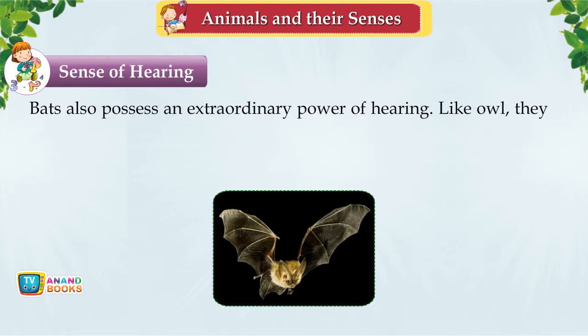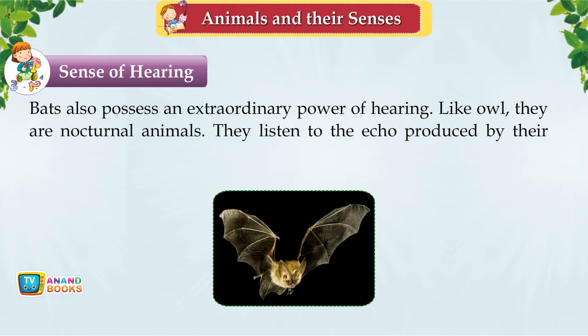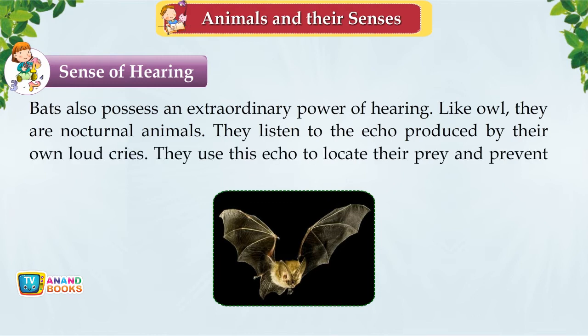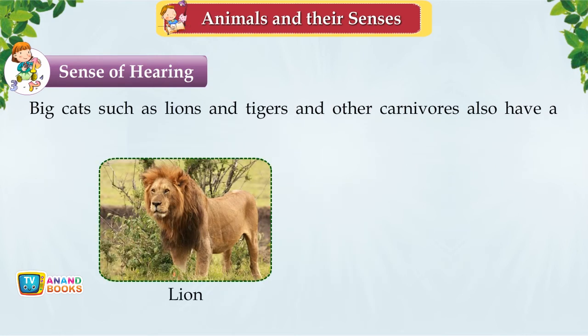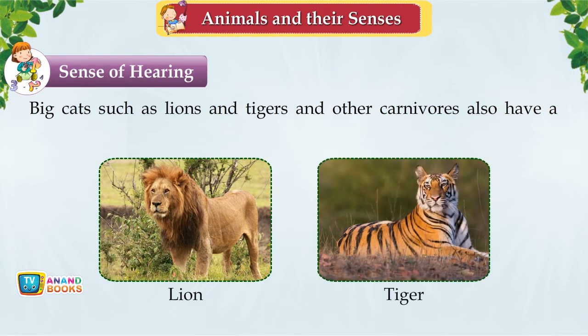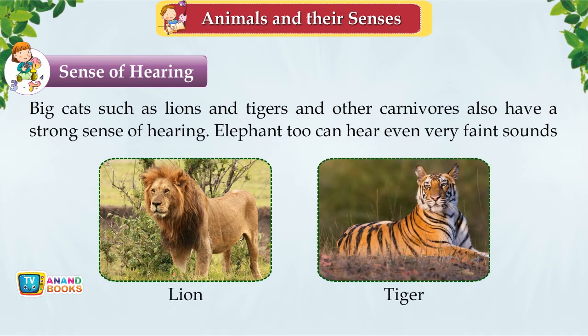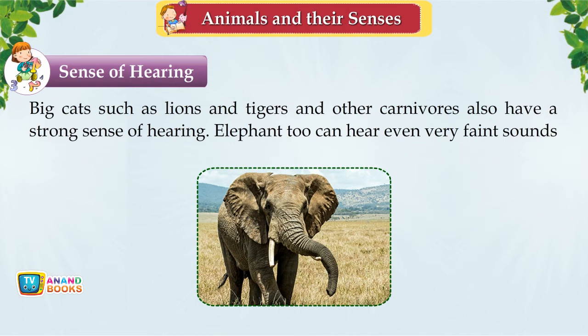Bats also possess an extraordinary power of hearing. Like owls, they are nocturnal animals. They listen to the echo produced by their own loud cries. They use this echo to locate their prey and prevent collision with any obstacle. Big cats such as lions and tigers and other carnivores also have a strong sense of hearing. Elephants too can hear even very faint sounds that we cannot hear.